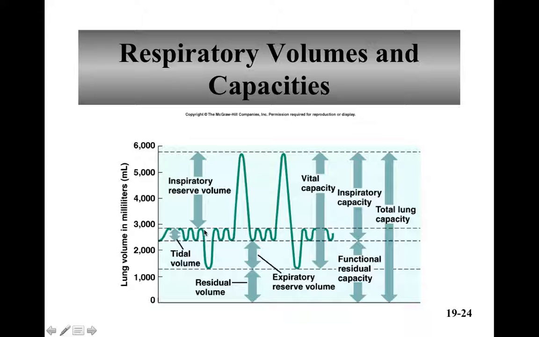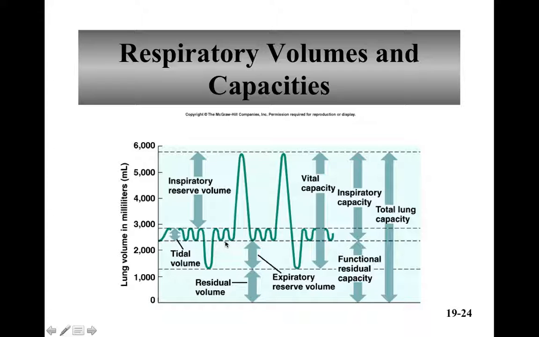If you expire as much as you can, so you exhale as hard as you can, that is your ERV. Your expiratory reserve volume is below this dotted line, which is tidal. And what's left over, that's called your residual volume. So you always have about a liter, maybe a liter and a quarter of air in your lungs. That's going to vary with the size of the person, of course. Bigger people, taller people have bigger lungs than shorter people.